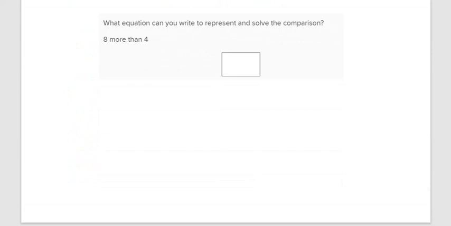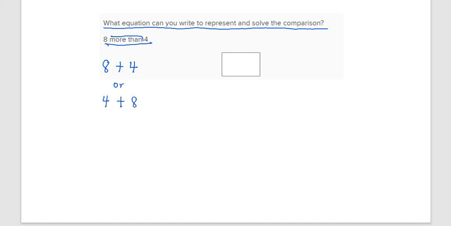Let's start from the very simple one. It says, what equation can you write to represent and solve the comparison? 8 more than 4. So if I write the number 8, more than is an additive comparison, which is plus, more than 4, or it can be 4 plus 8. And either of these is going to give us 12. So it's as easy as that.